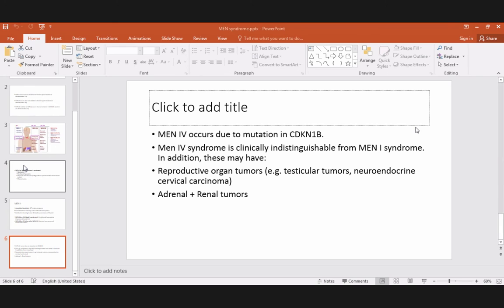Now, this is all about the MEN syndromes, how they usually present. Treatment is according to the patient's presentation, and it depends on which patient is presenting with what symptoms and which tumor we can manage or treat. Any question about the MEN syndromes? It's over. The lecture is over. Any question?